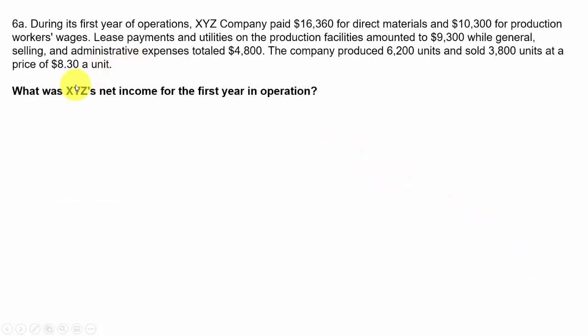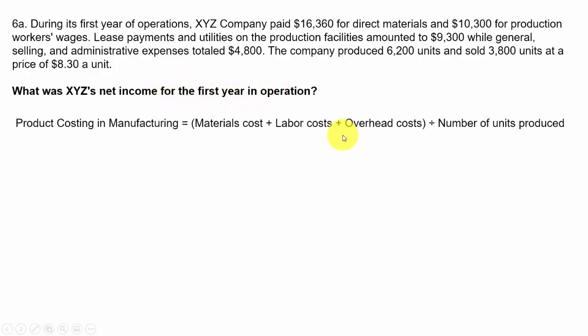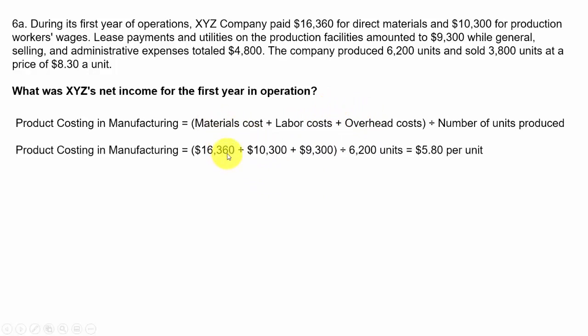Next, they want to know what is XYZ's net income for the first year of operation. All right, first thing we're going to do is figure out the cost that we had for these units. Material costs in this case are $16,360 for direct materials, and we've got $10,300 for direct labor. That is $10,300 for production workers' wages, which is again direct labor. And our overhead is going to be $9,300.